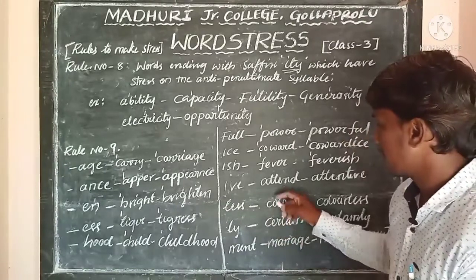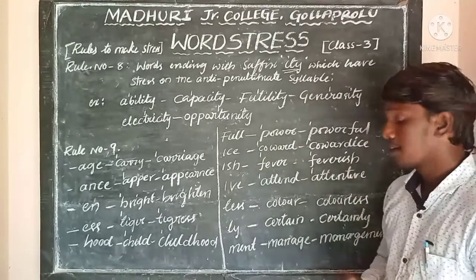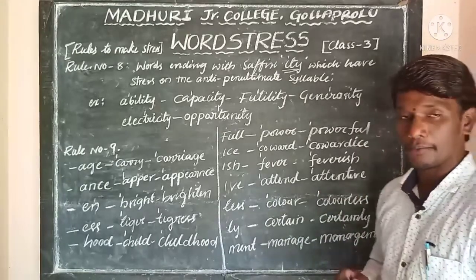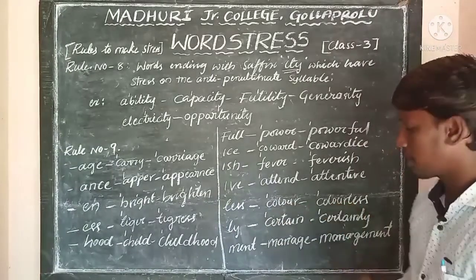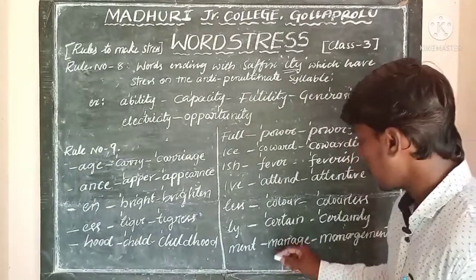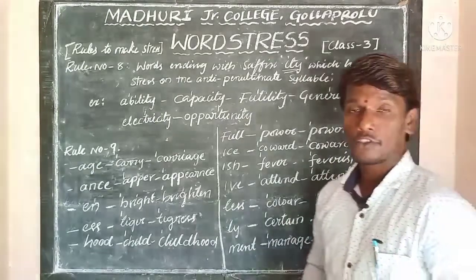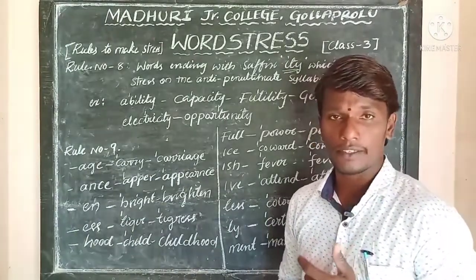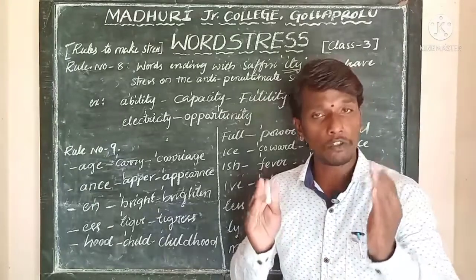Now see, attend, stress is on the first syllable. Attentive, stress is on the first syllable. Less: color, stress is on the first syllable. Colorless, stress is on the first syllable. Certain, ly: certainly, stress is on the first syllable. And the last one is ment, M-E-N-T. Manage, stress is on the first syllable, and management, stress is on the first syllable. So here you should understand one thing: even after adding derivational suffixes, the stress does not shift from one syllable to another. This is the point that you should keep in mind.